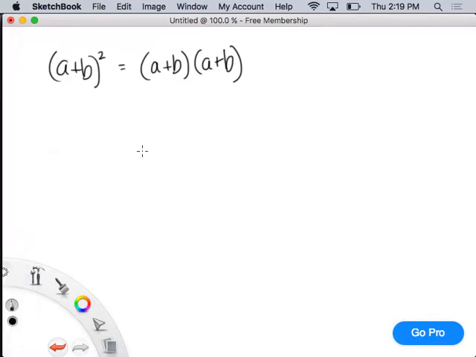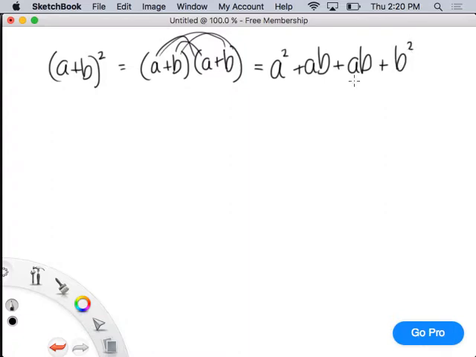So if I do a plus b times a plus b, I just FOIL that out. I get a squared plus a times b. Take it easy, Grant. See you, Grant. Plus b times a, or just a times b, plus b squared. And you might notice that these two terms are the same. So they become a squared plus 2ab plus b squared.